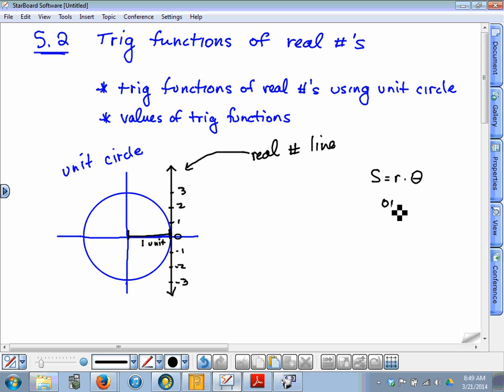The radius is 1. So on the unit circle, s is equal to theta if it's in radians. The arc is equal to the radian measure. What I'm getting at is how is it that we're going to be able to take the trig functions of real numbers when all we've been able to do is evaluate trig functions of angle measures. Let's take this number.